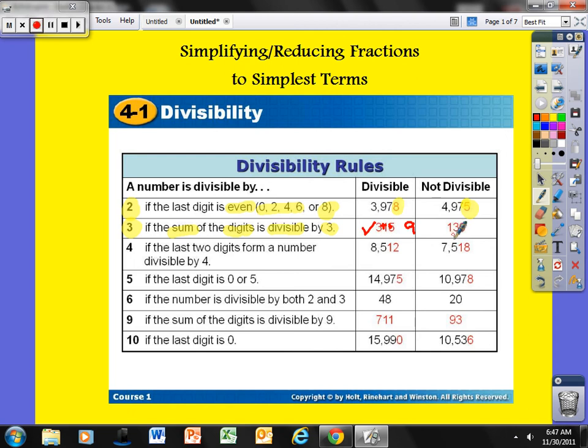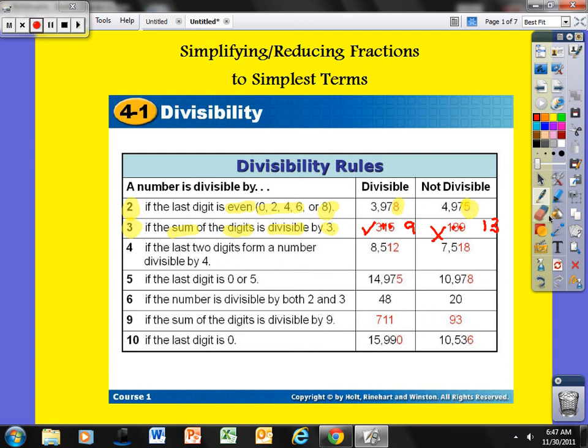If I look at here, I have 139. 1 plus 3 plus 9. 1 plus 3 is 4. 4 plus 9 equals 13. 13 is not a multiple of 3, or 3 is not a factor of 13, so it is not divisible by 3. The rule for 4, a little trickier.